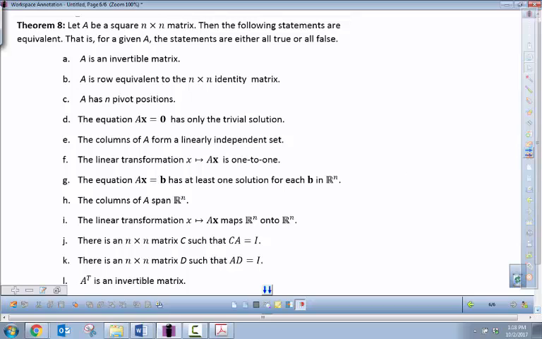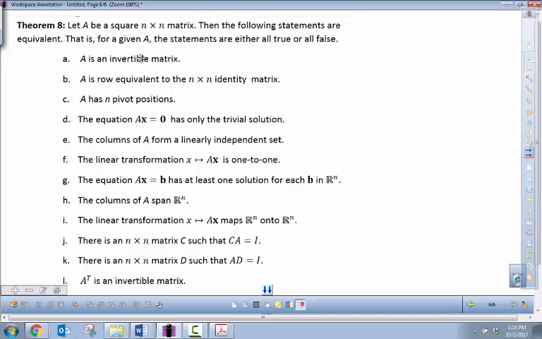So the main idea is that if something is invertible, then all these things have to follow. If any of these things are not true for the matrix, then you can say that the first statement is not true. So these are called if and only if statements, which is to say that either all of them are true or all of them are false. You can't have one statement be true and the other one be false. Okay, they all have to have the same truth value.